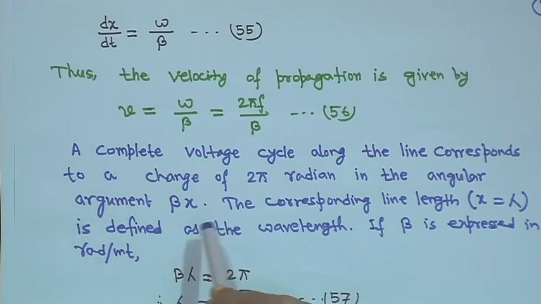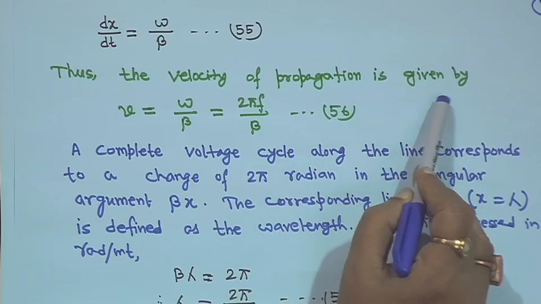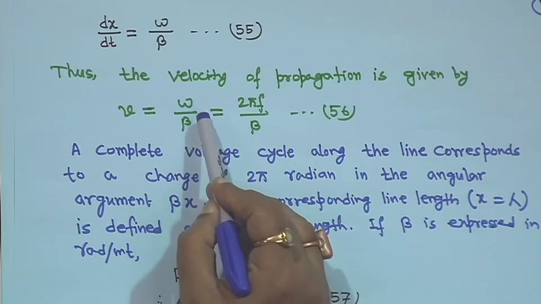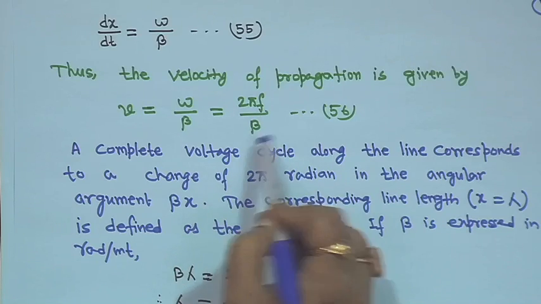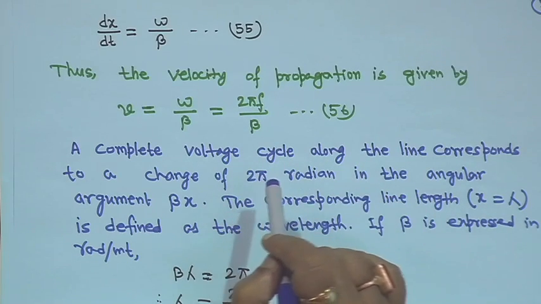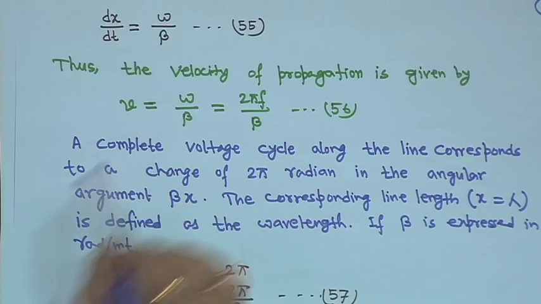This is equation 55. Thus, the velocity of propagation is given by v is equal to omega by beta, that is dx upon dt, where omega is equal to 2 pi f, divided by beta. This is equation 56. So, this is the velocity of propagation.